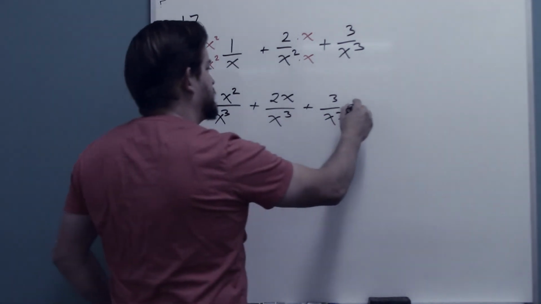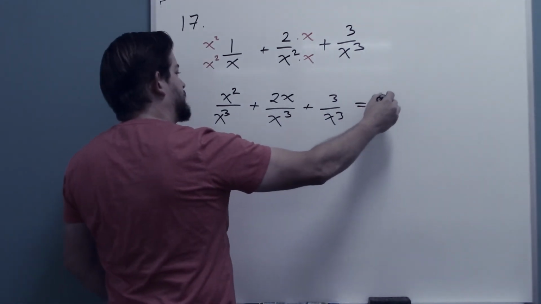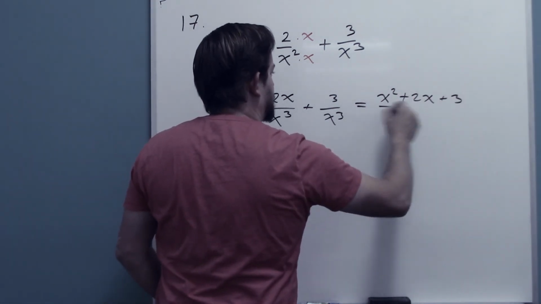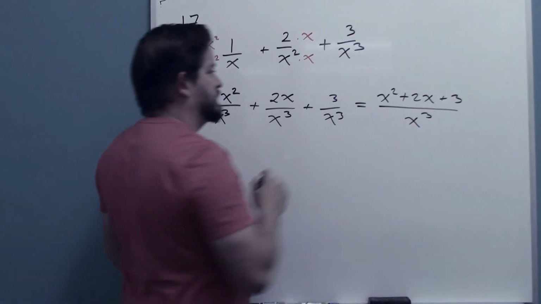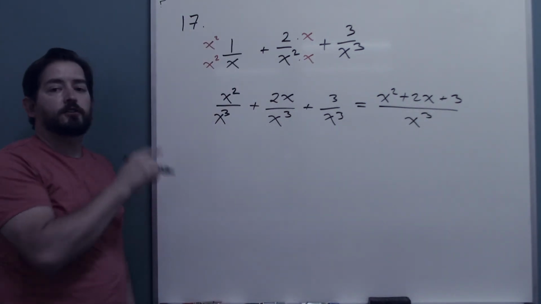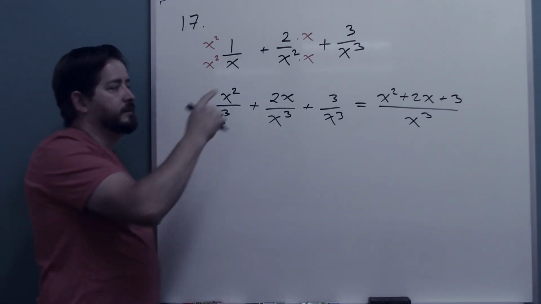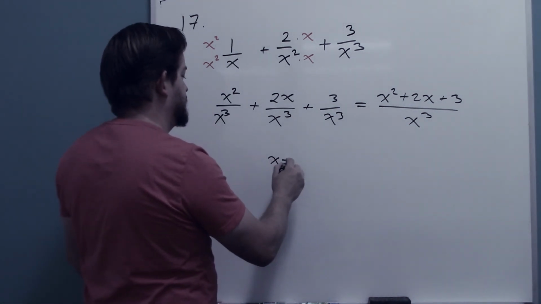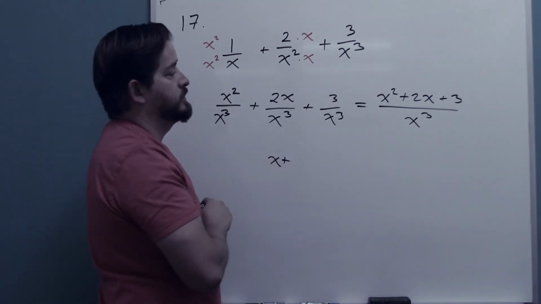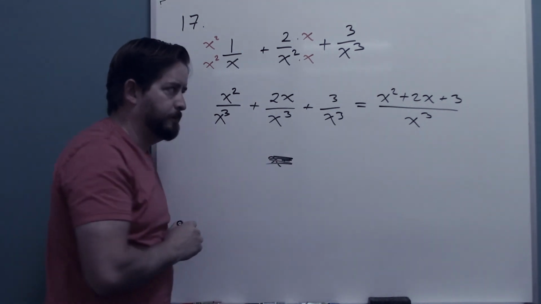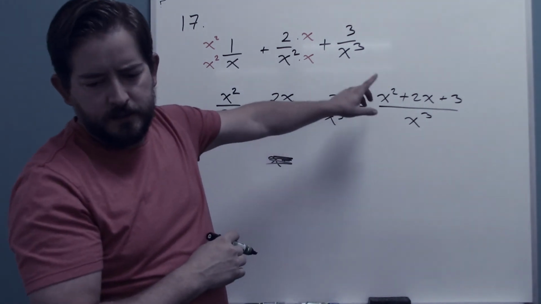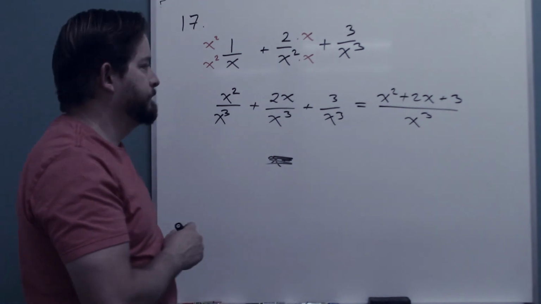I can combine this into a single fraction. That is x squared plus 2x plus 3 all over x to the third. And then the only question left is, can I factor that numerator? Yes, I can. That ends up being x plus, oh, just kidding, I can't. So we're done, right? And that answer is there, so we're good.